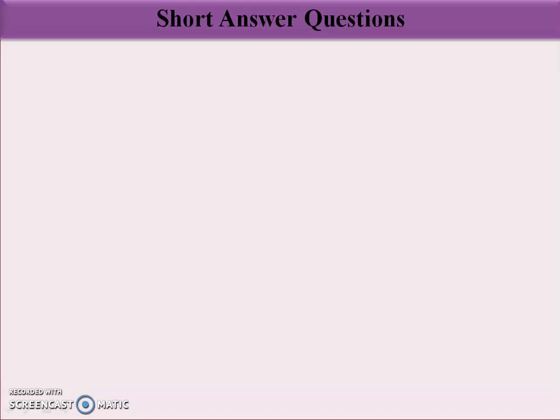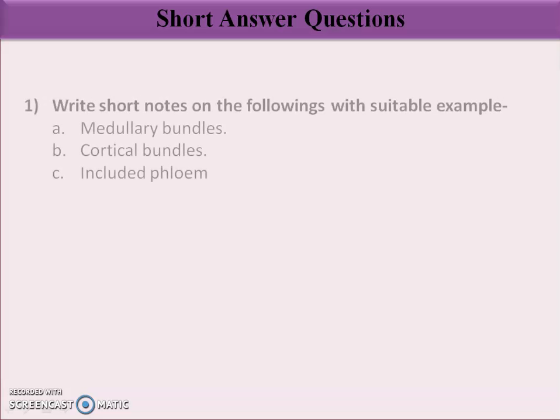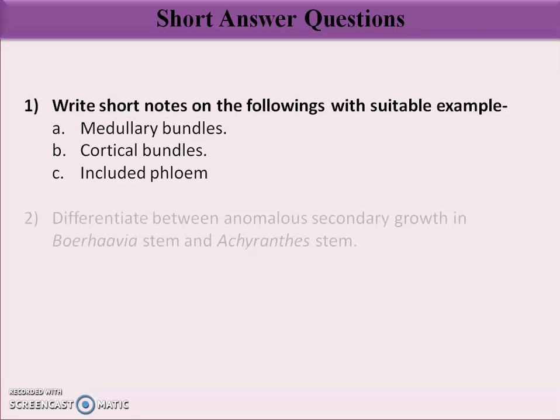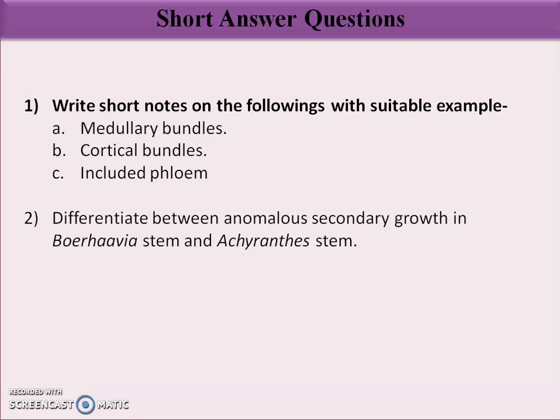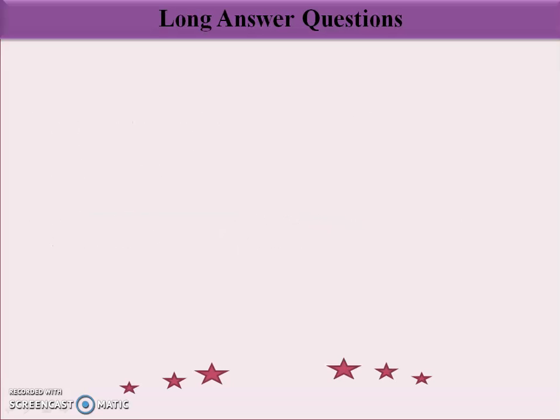Now short answer questions, and you have to give answer in a short paragraph or note. First question is: write short notes on the following with suitable example: medullary bundles, cortical bundles, and included phloem. Differentiate between anomalous secondary growth in Boerhavia stem and Amaranthus stem.